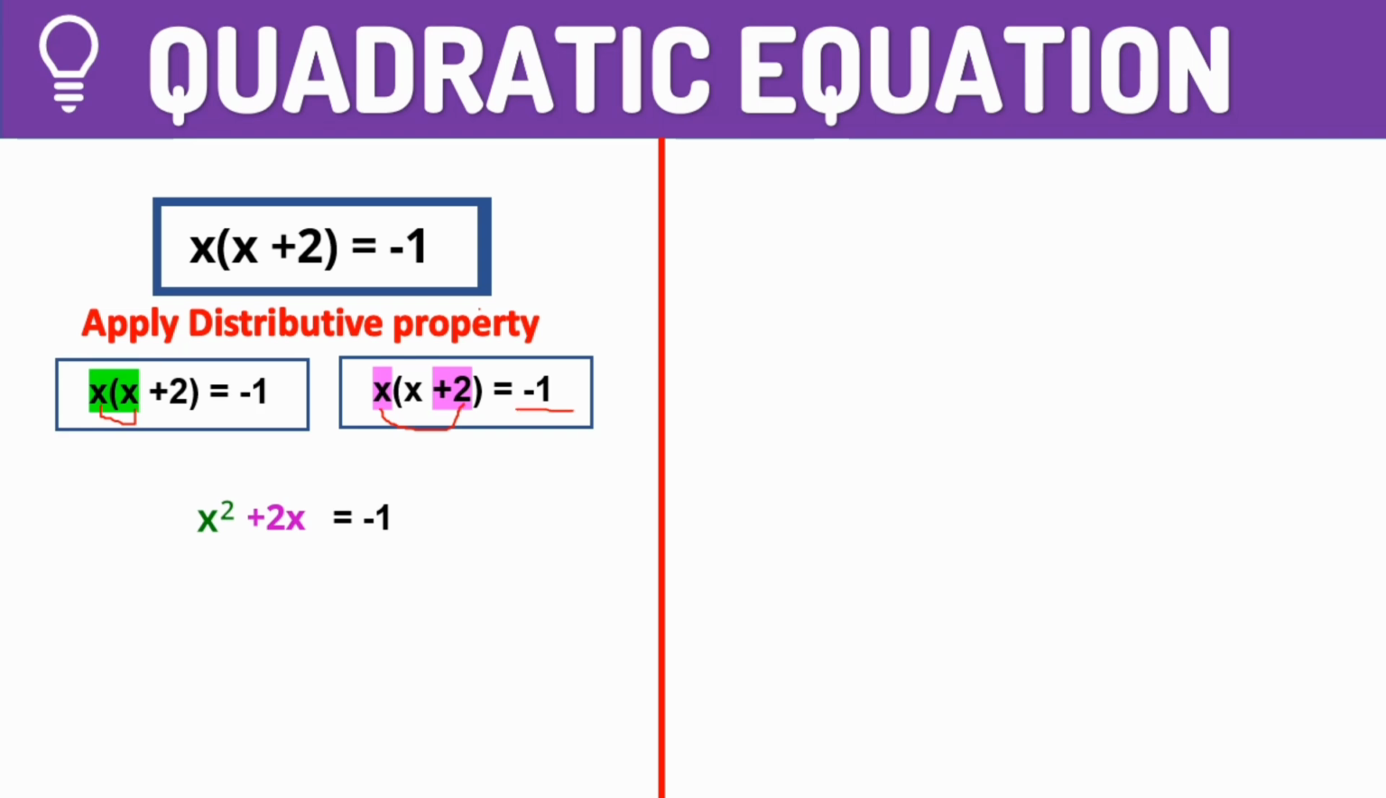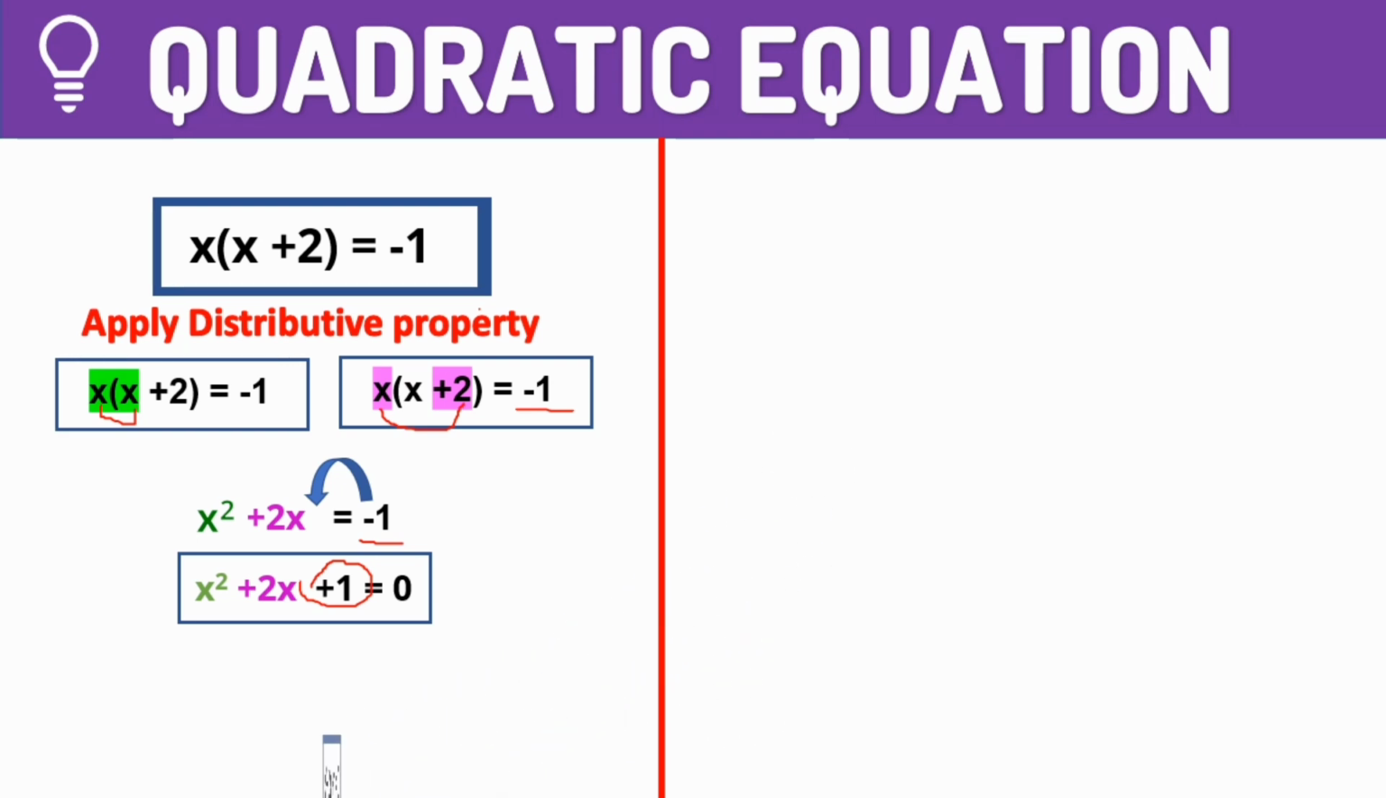x squared plus 2x is equal to -1, but a quadratic equation must be equal to 0. So we will transpose or move the -1 to this side. And as we move it, we will change the sign. It will become +1. Therefore, the product of this is x squared plus 2x plus 1 is equal to 0.